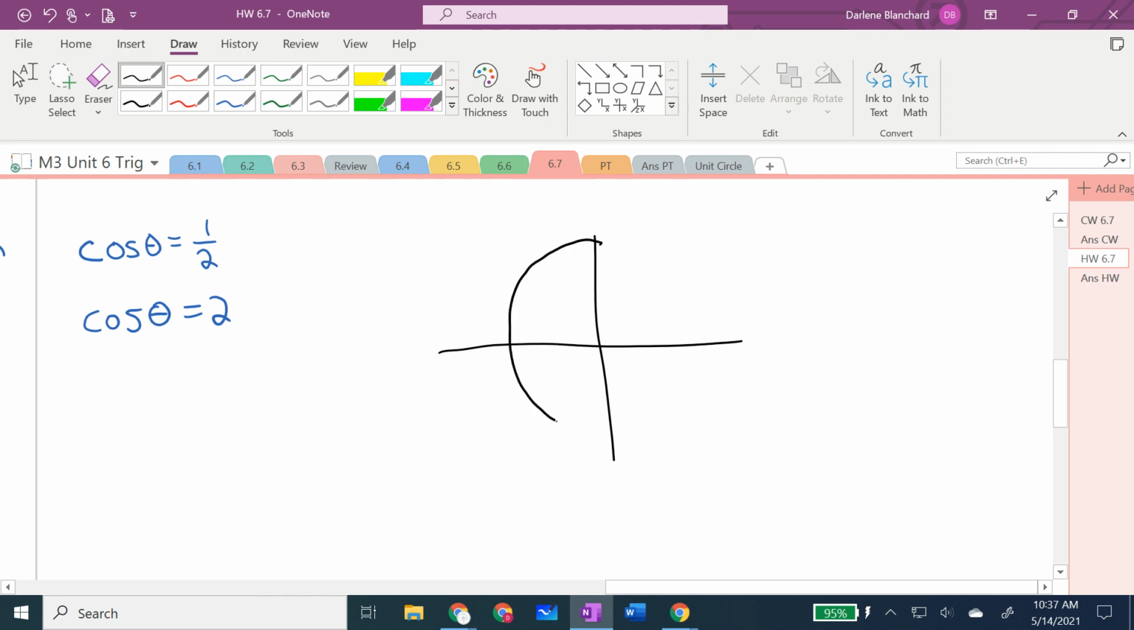So I'm going to draw a circle. And cosine represents x coordinates. My x coordinates are 0, 1 over 2, root 2 over 2, root 3 over 2, 1, negative 1 over 2, negative root 2 over 2, negative root 3 over 2, negative 1. 1/2 is this x coordinate, but 2 is way out here.